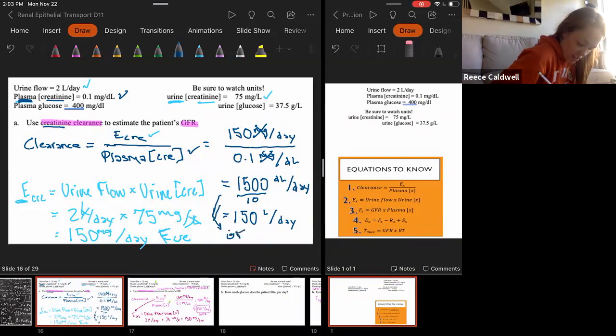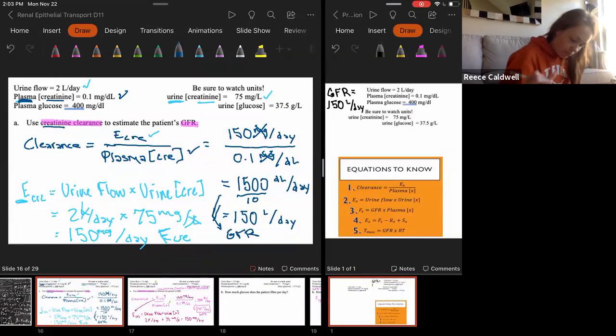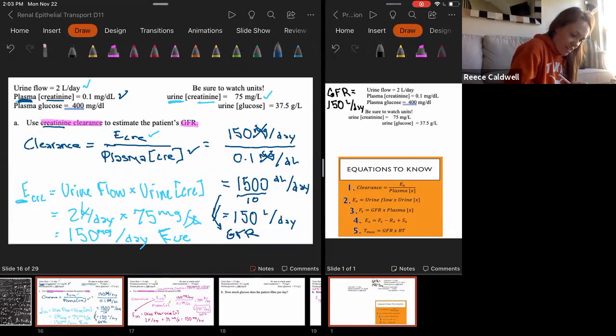So GFR. We can go ahead and add that over here. Our GFR equals 150 liters per day. Awesome. So we have now solved for question A.